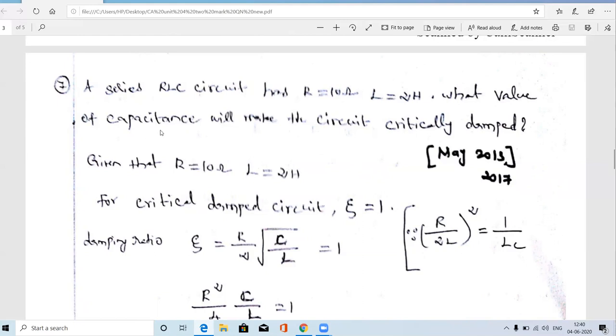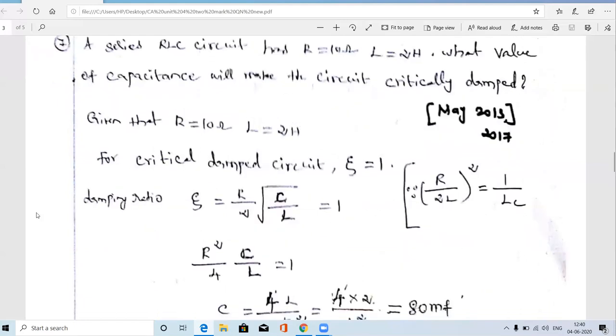This problem is related to the series RLC circuit. The series RLC circuit produces three types of oscillation: critically damped, over damped and under damped, depending upon the values of R, L and C. But what is the condition for critically damped? It is also one of the 2-mark questions: what is the condition to be satisfied for critically damped oscillation in an RLC circuit? This is the formula, just understand.